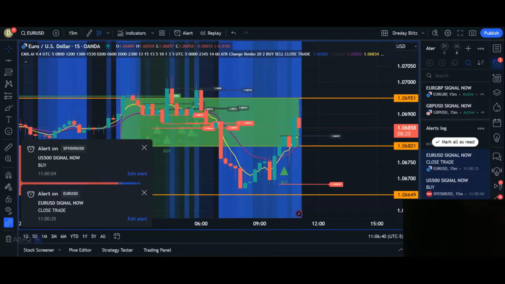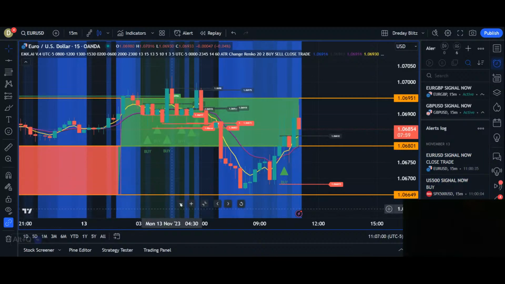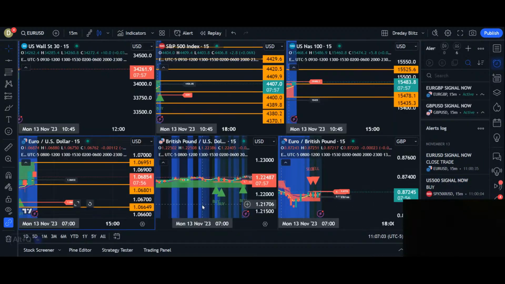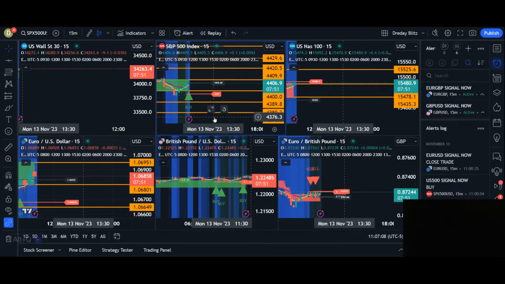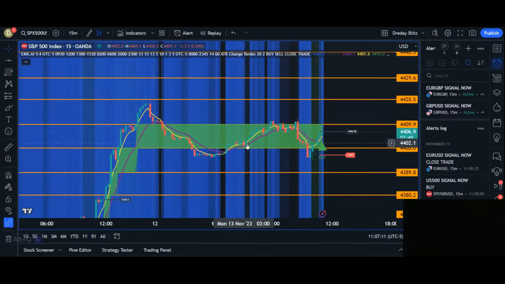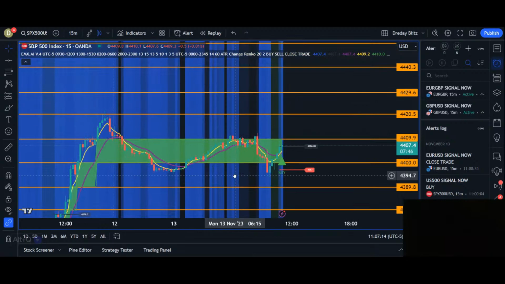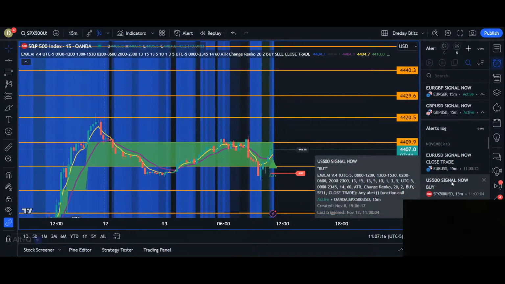Sorry guys, I'm back. Let's see. So let's look at what's happening. We have Euro USD close, so that means that the trend changed, and S&P 500 buy. So let's look at those two. So S&P 500. So that's what we were looking at before.